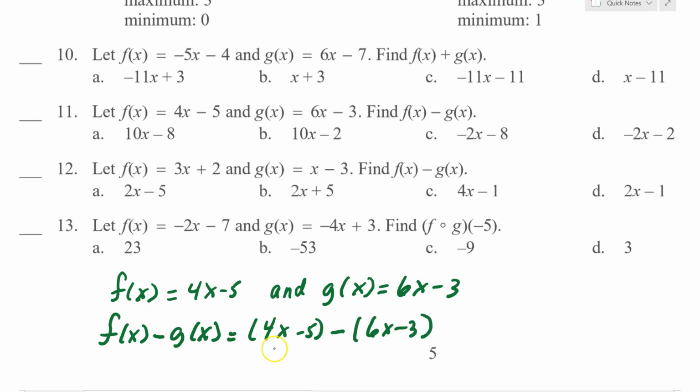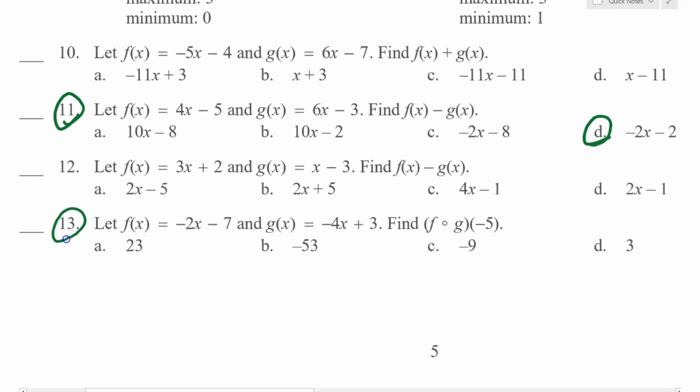So we have 4x minus 6x, which gives you negative 2x, negative 5 minus a negative 3, that becomes positive. So it should be negative 2x minus 2. Which is D. 11 is D. Okay. So I just did 11. So make sure you do 10.